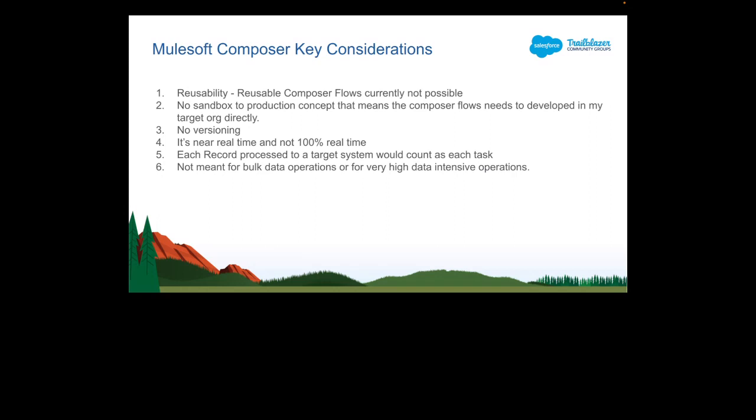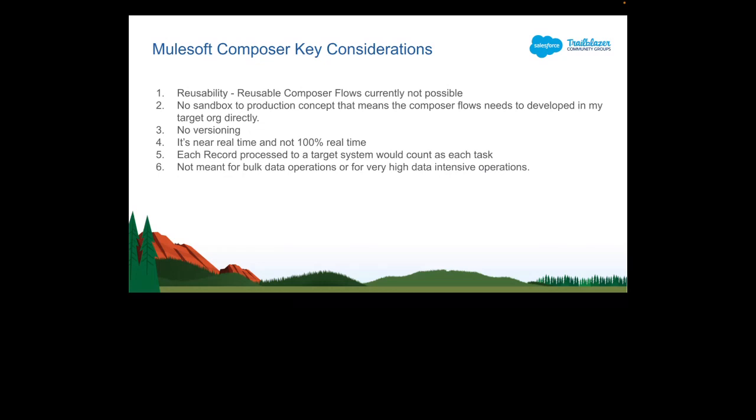Then there is no versioning available in Composer flows. In my Lightning flows, whenever I create a flow and save it, I can also make versions of the same flow, right? But here it is not the case. Every time I create a flow, it would be a new flow altogether. Then, as said, it is not 100% real time, but it is near real time. That means it won't process instantaneously. It would wait for a few seconds or minutes to understand and then process it.